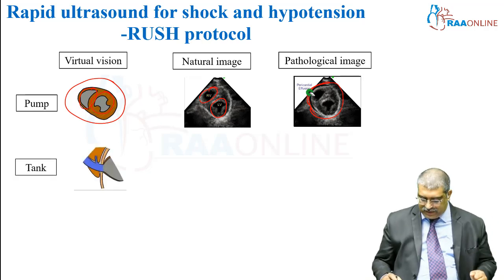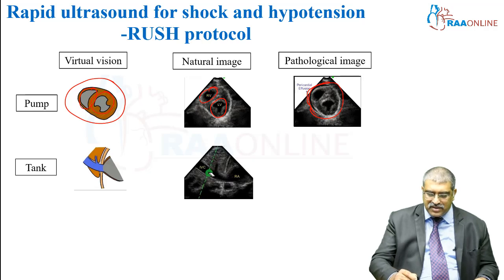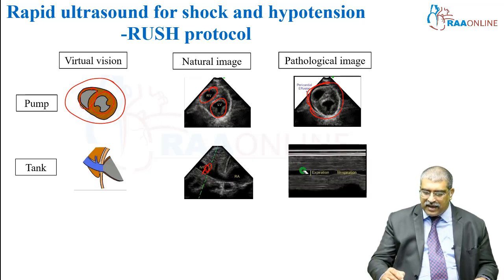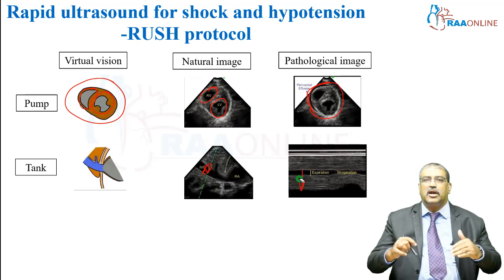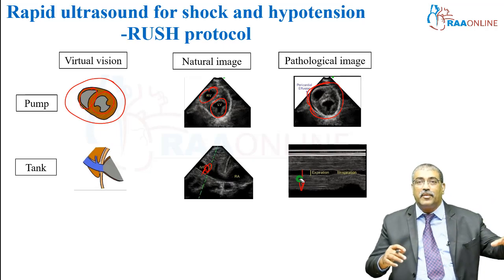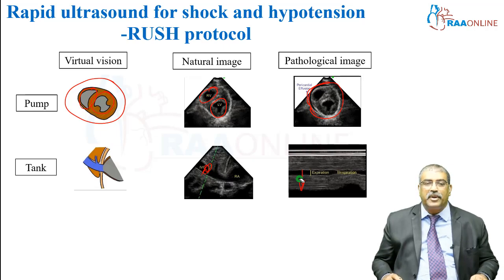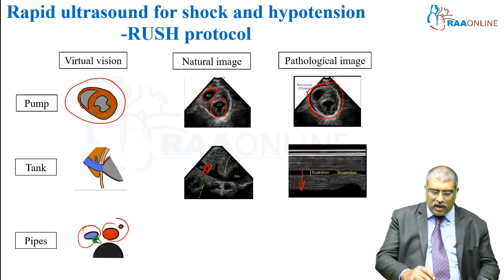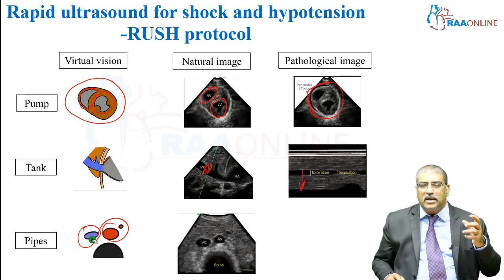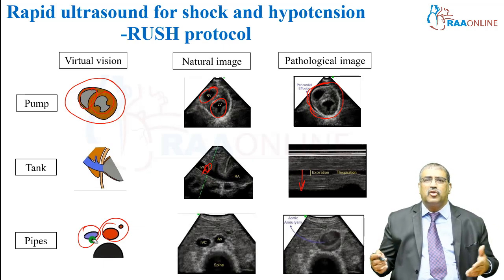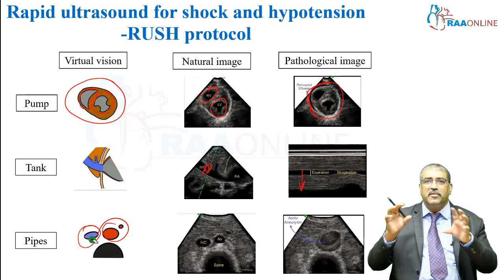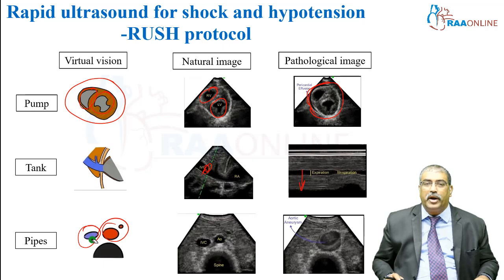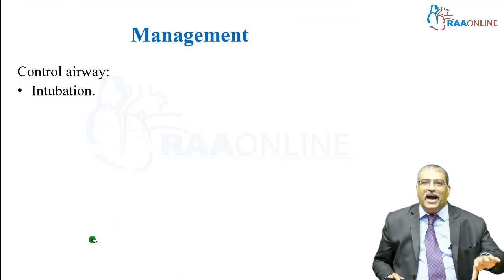In case of the tank, you look at the IVC diameter. If pathological, you can see a dilated IVC. Here you can look at the collapsibility also, what happens during inspiration and expiration. And for the pipe, you have to look at the IVC and aorta. Here you can look at deep vein thrombosis or aneurysm or something which happens in the pipe, the major blood vessels of the body.